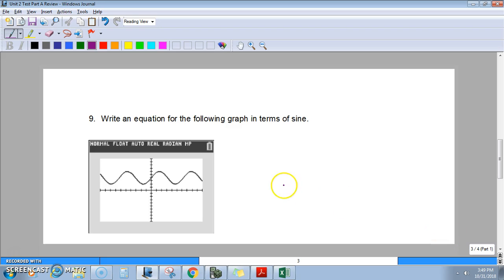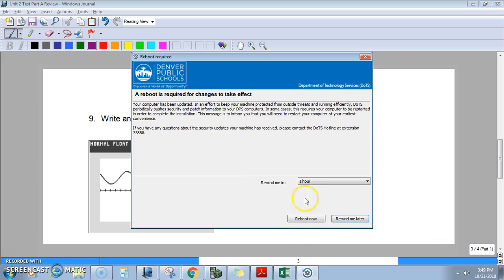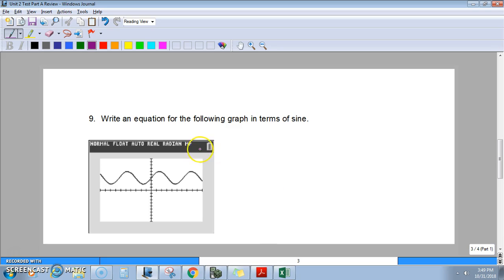Okay, write an equation for the following graph in terms of sine. So sine, our sine curve, is our y value. It's the height of the circle. So at 0, it usually starts at 0. So here is where our sine curve normally starts. And then it goes up to 1, right?